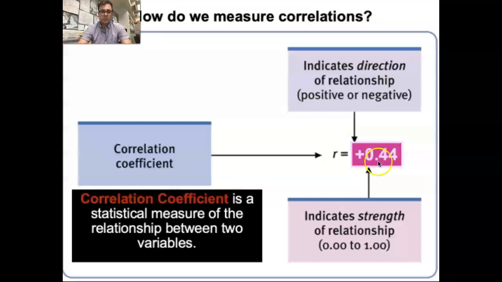So, for instance, this is a moderate positive correlation of 0.44, and this number actually represents something. It represents the relationship between SAT scores and college grades. So it shows us that there is a moderate positive correlation, not a strong positive correlation, but a moderate one. And so we can see from this correlation coefficient that there is some relationship between SAT scores and students' grades in college and university.